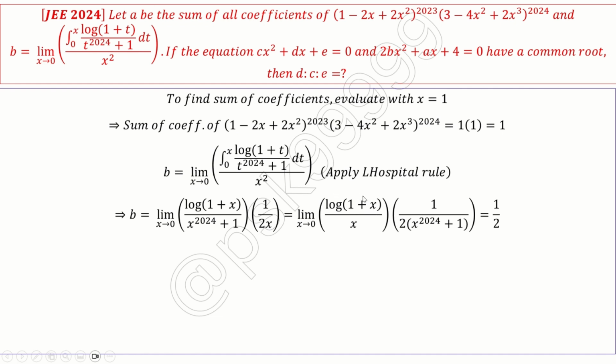Now we know that limit x tends to 0, log of 1 plus x by x is 1. Now here if I substitute x equal to 0, this will become 1 by 2. So the whole limit is 1 by 2. This is b. So a is 1, b is 1 by 2.